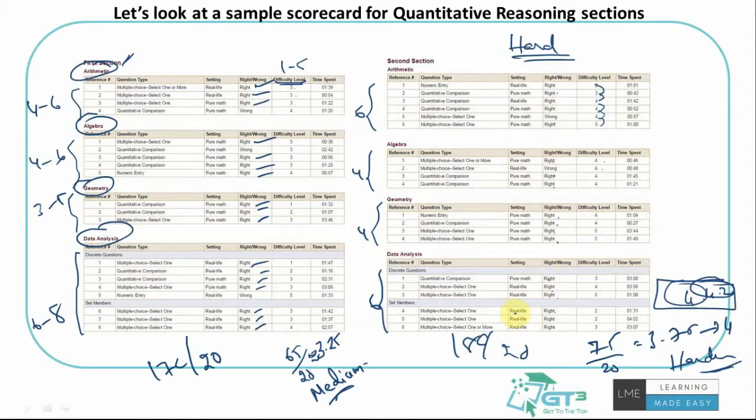So this candidate has gotten 17 and 18 correct. So his score should be 165 plus. He should be at the higher level. So 166, 167, 17 correct and 18 correct. So the candidate's overall quantitative reasoning score would be approximately 166, 167.